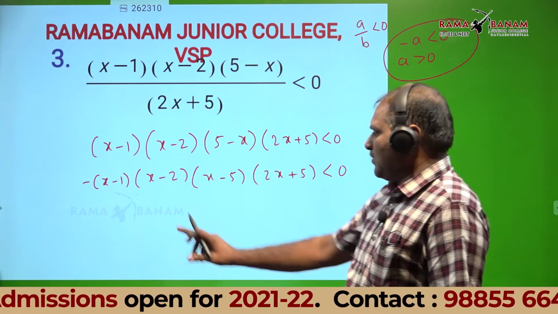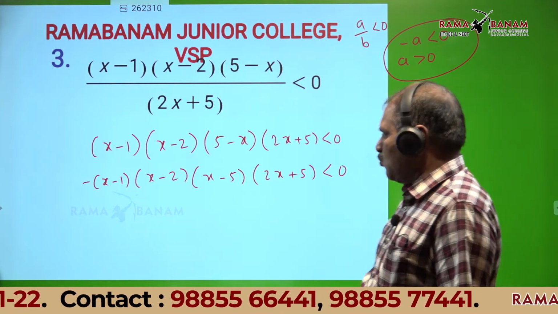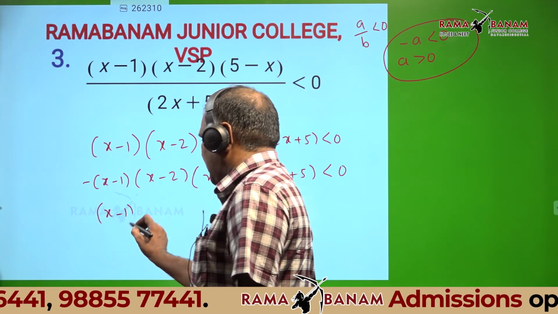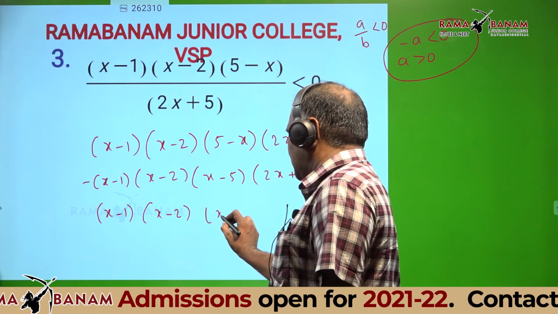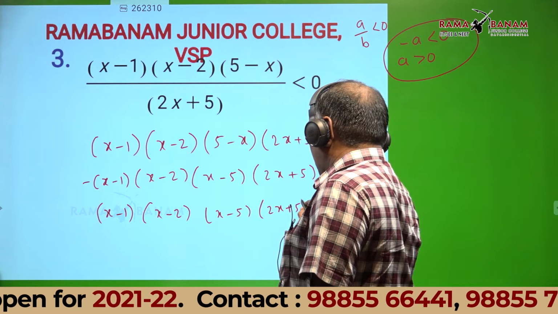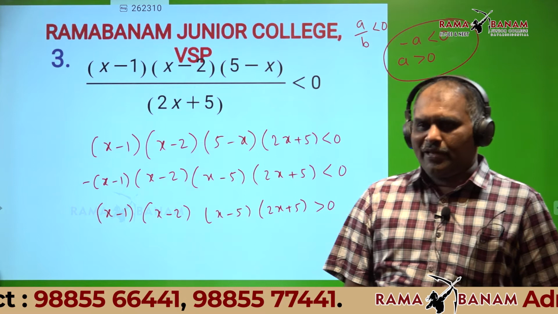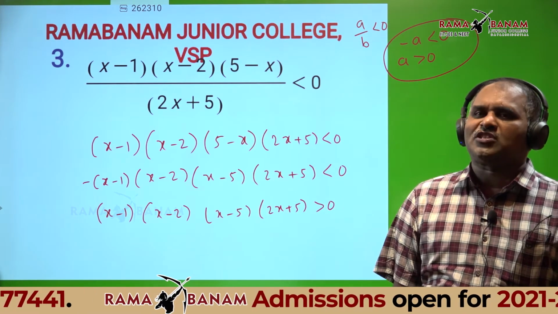Okay, here observe. Minus will be there. Multiply with the negative. What changes? The inequality changes. (x minus 1)(x minus 2)(x minus 5)(2x plus 5) must be greater than 0. Why is it converted to greater than 0? Do you understand?